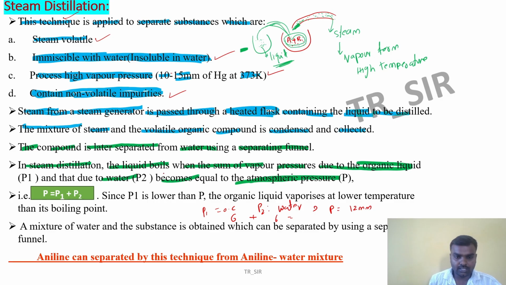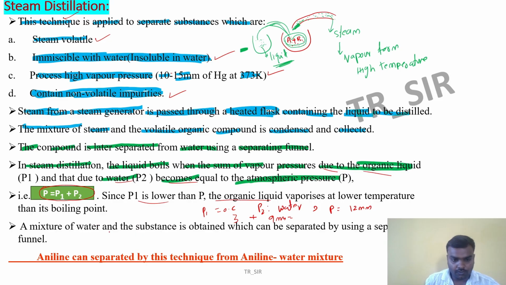In steam distillation, the liquid boils when the sum of the vapor pressures due to the organic liquid and due to the water vapor becomes equal to the atmospheric pressure. In this condition only, it will boil out. So P1 is a lower pressure, and the organic liquid vaporizes at low temperature. You can take 3 mm, this will be 6 mm, or this is 9 mm. Water vapor has high pressure, the organic liquid low pressure, so the low pressure one easily vaporizes. We can collect it as condensed water.